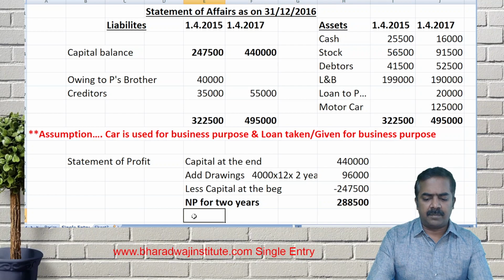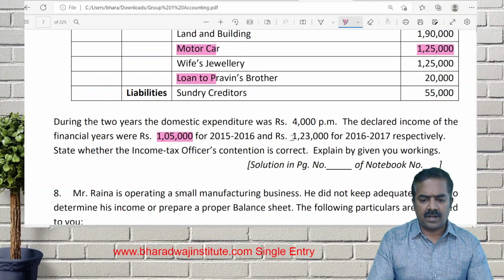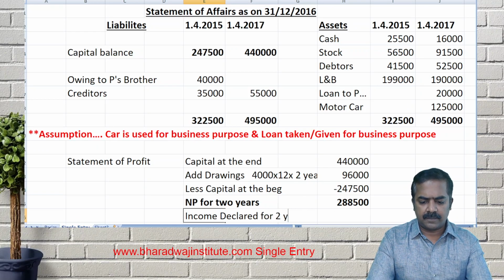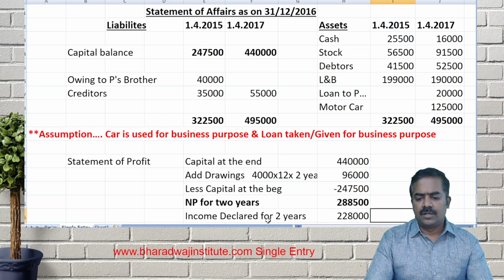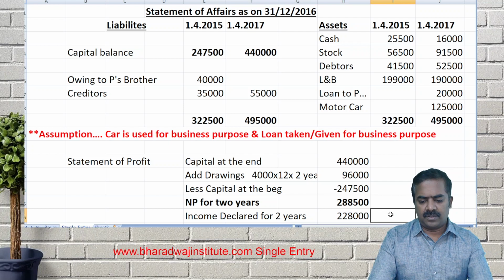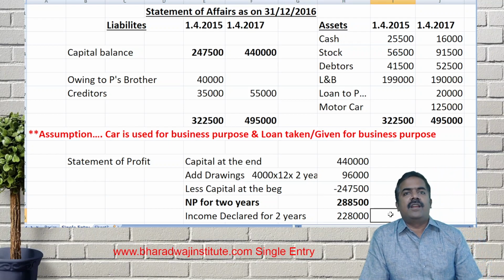What is the income declared by Praveen? 2,28,000. Add both: 1,05,000 plus 1,23,000 is the income declared for 2 years, 2,28,000. So is it fully declared? No. So the difference, you can call it as what? Income not included in income tax returns.